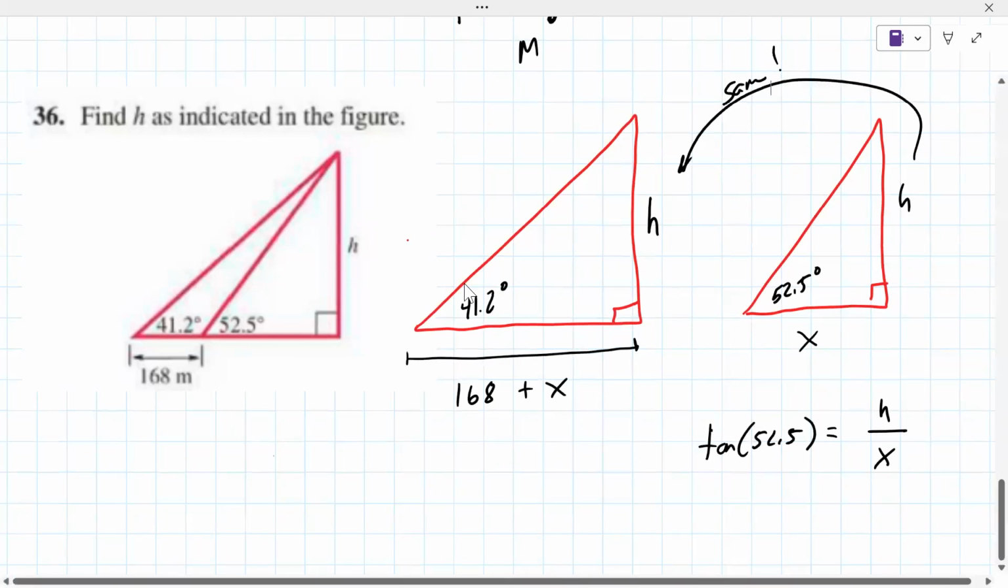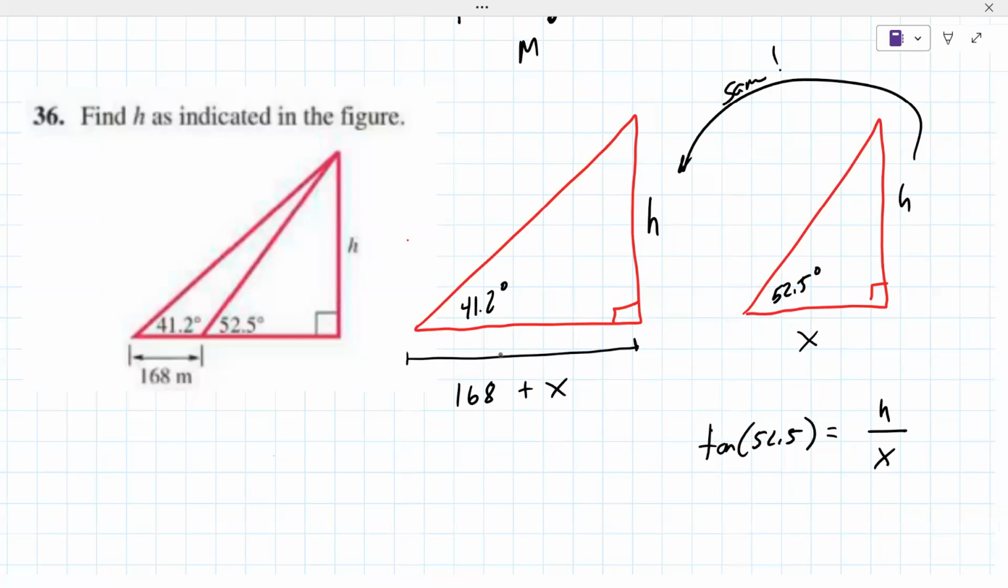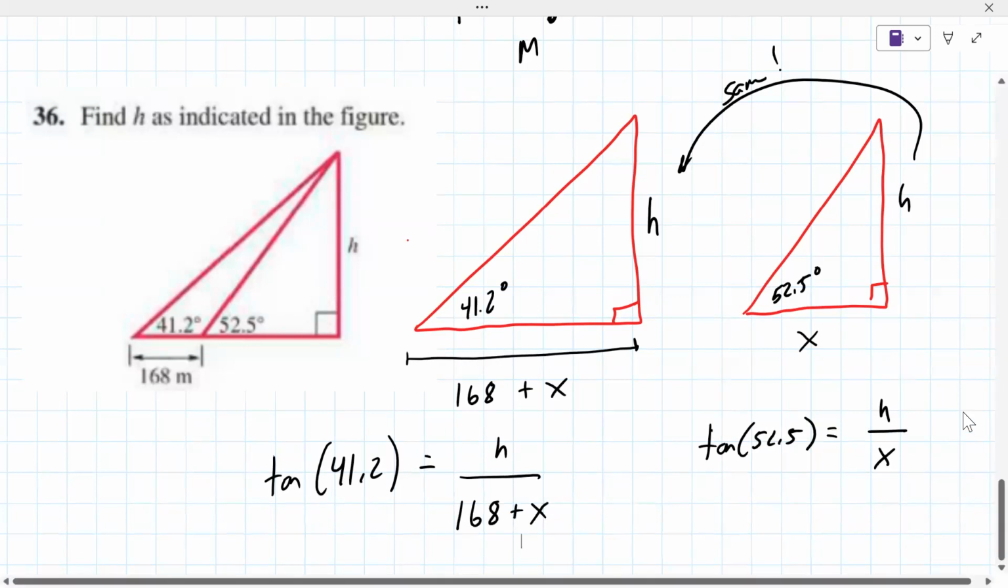So what you do here is you make another equation in tangent. Tangent 41.2 equals h over 168 plus x. Now this probably looks awful. Probably looks like, how do you even solve this? But very simplistically, you have two variables and two equations. So you should be able to solve this. It's not beyond your ability, but because it's a tangent, maybe because it's rational, you're like, I don't know how to do it. But you can. It's just two equations and two unknowns, believe it or not.